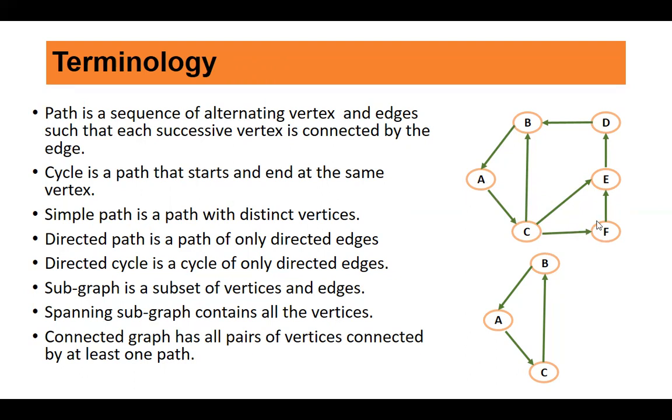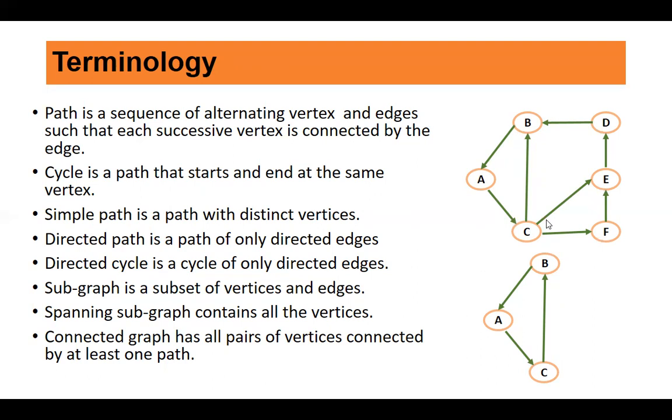Fine. Now simple path is a path with distinct vertices, and directed path is a path of only directed edges. Now here what we saw is a directed path. Fine. Now directed cycle is again a cycle where the edges have a direction. So this cycle that we are seeing, from A to C, C to F, E, D, B and A, is a directed cyclic path, or a directed cycle.